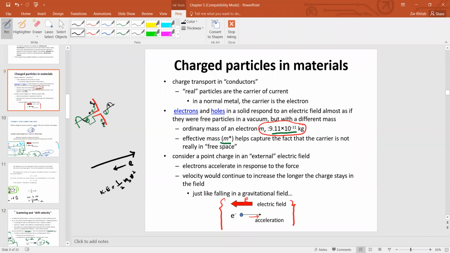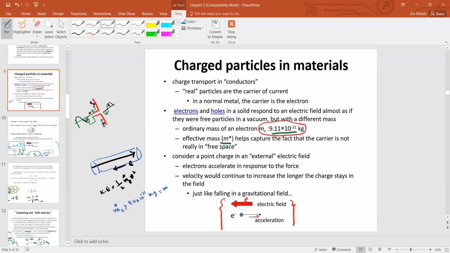However, this m is the mass of the electron, but I will put a star here because this electron typically moves in a conductor, right? So in the conductor, the mass of the electron is a little bit higher than its free space mass, than its actual value 9.11 into 10 to power minus 31 kg. It's a little bit higher than the actual mass of the electron in free space.